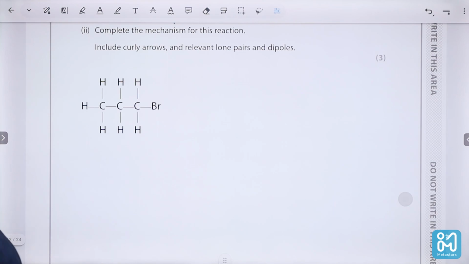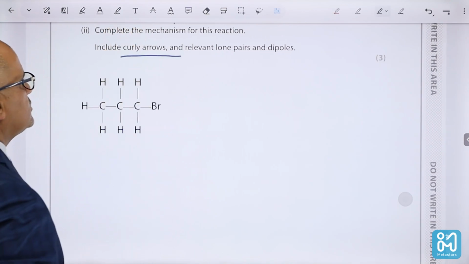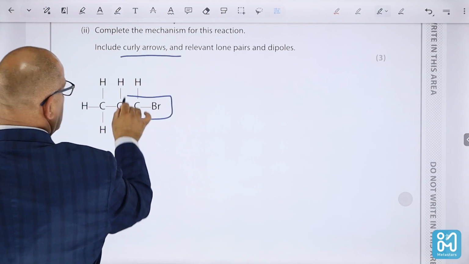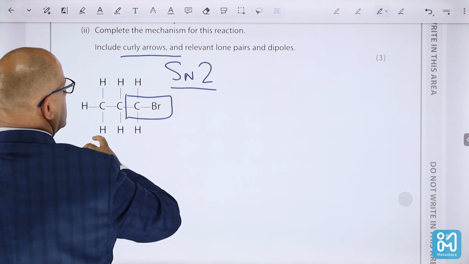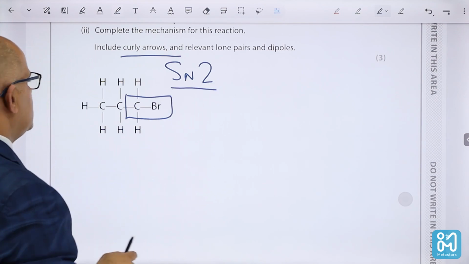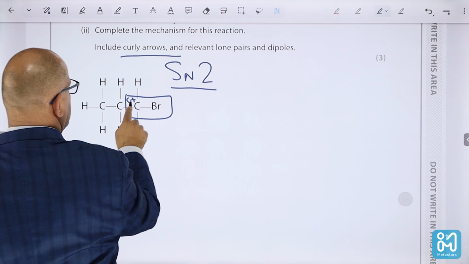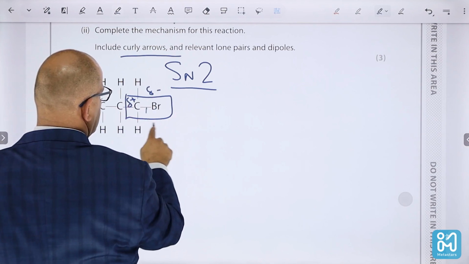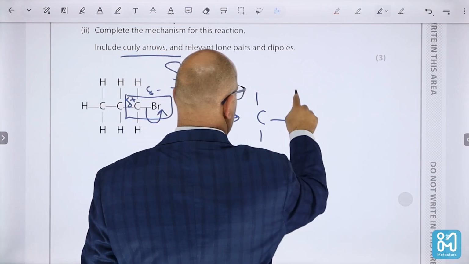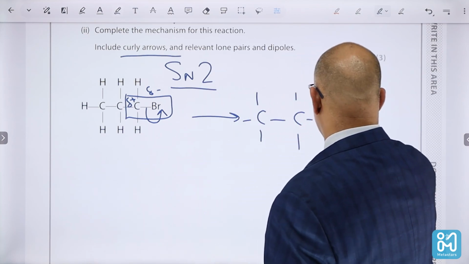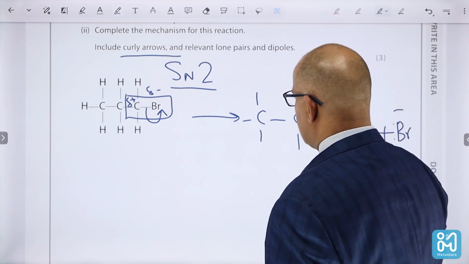Complete the mechanism for this reaction. Include curly arrows. So he's asking you to include the curly arrows and the relevant partial charges. Since it's a primary halogenoalkane, the mechanism is SN2. In SN2, first of all, you shall show the partial positive and the partial negative. That's the first mark. Then this one comes there and forms the intermediate, which is this one.